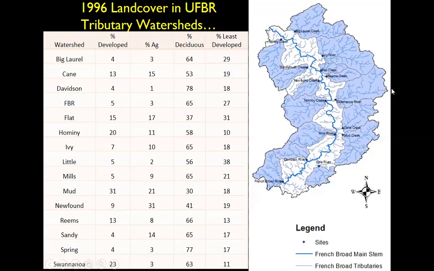Which watersheds have the most deciduous and least developed land? Yeah, Davidson, right? You add them up, we've got 95% deciduous or other least developed. Only 1% ag in the Davidson, 4% developed. You know, you got paved lands and fish hatcheries and stuff. You got a little bit. Any others?